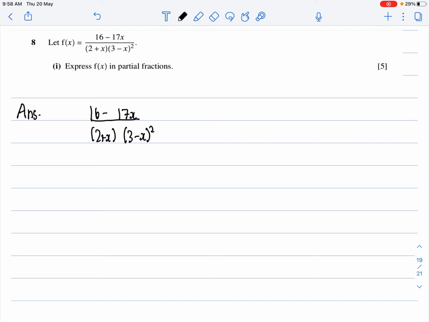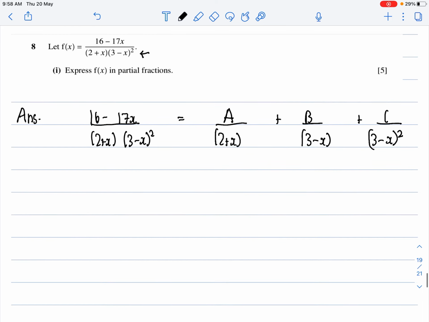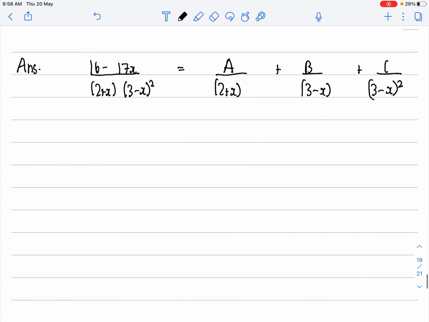This is the eighth question of the paper, and as you can see, this is a partial fraction question. Looking at the denominator, you know that the partial fraction form is simply A over 2 plus x, plus B over 3 minus x, plus C over 3 minus x the whole square. Correct? It's a basic concept of partial fractions.